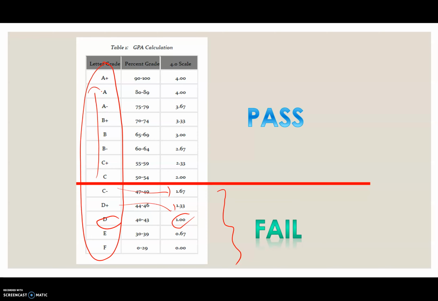We have C, C plus, B minus, B, B plus, A minus, A, and A plus. So basically, if you get A and above, you already get the maximum point, which is 4. Whereas an A minus will give you 3.67, B plus 3.33, B 3, B minus 2.67, C plus 2.33, and your passing mark, which is between 50 to 54, will give you a GPA of 2, right?